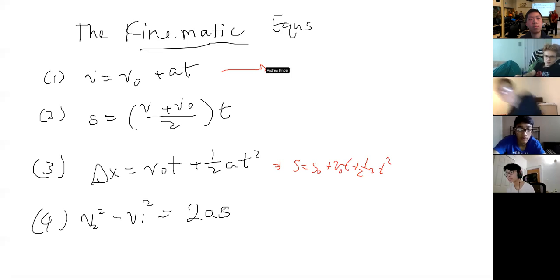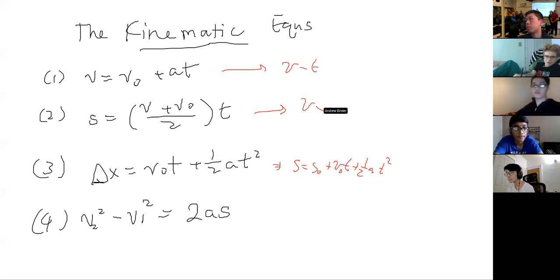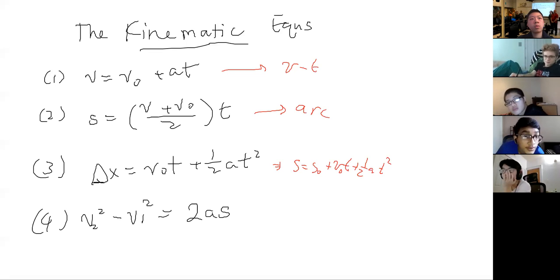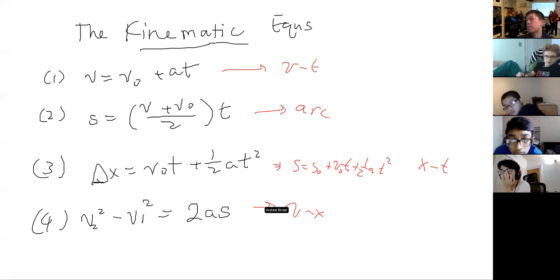So this is our vt function. This is our vx. This is our, excuse me, I don't know how to say it, average rate of change. This is our xt, and this is our vx. All right, any questions at all? We covered a lot of ground.